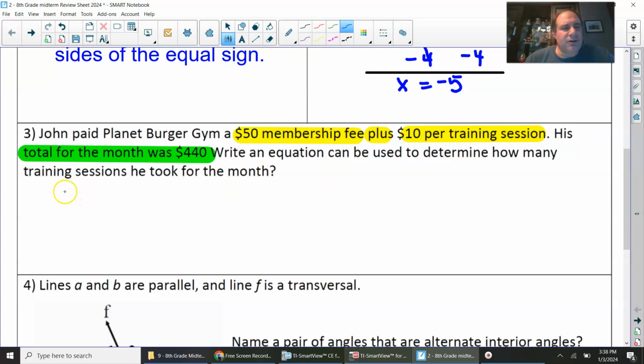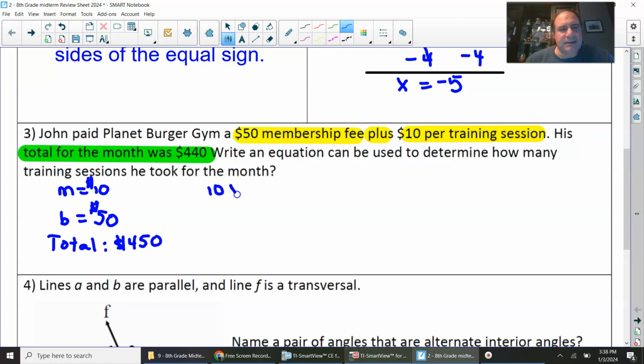So we're going to just start with identifying the slope. The rate is $10 per training session. The y-intercept, which is the initial fee, is $50. So with a y-intercept of 50 and a slope of 10 and a total of 450, you have all of what you need to create this equation.